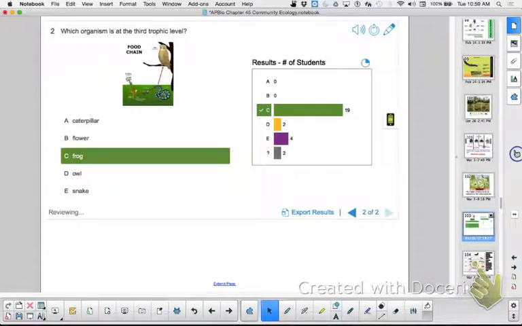I know. Oh, the struggle is real. So who is at the first trophic level? The flower. Who is the second trophic level? The caterpillar. Who is the third one? The frog. Okay, only 19 of you got that right. Check with your bio buddy. Were you one of the 19? Or can I assist you? Plus, I think it actually identified it again.